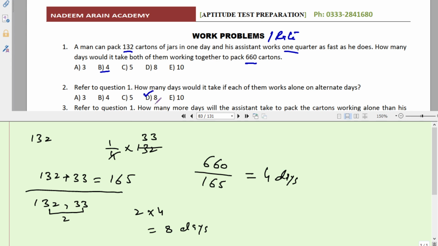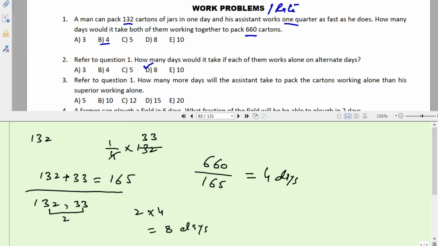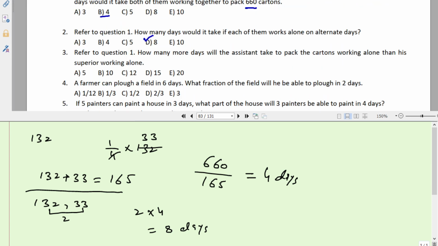All right. Next question is again from the same question. It says, refer to question 1. How many more days will the assistant take to pack the cartons working alone than his superior working alone? So now you have to find out how many days the assistant will take working alone, and how many days the superior will take working alone. Okay, so let's see.